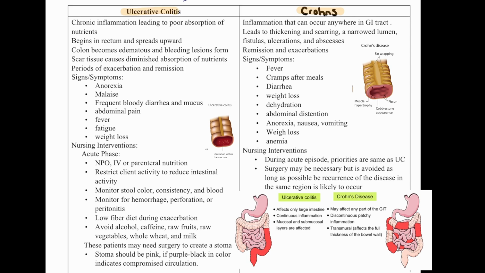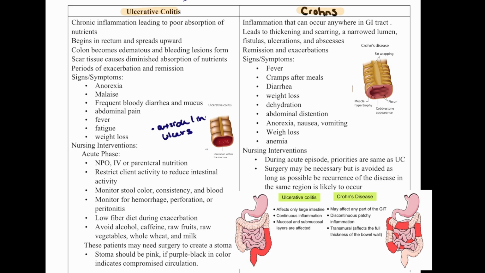The thing to know for ulcerative colitis is that this is only affecting the very first lining of the mucous membrane of the intestine. It's only affecting that outside lining, and they get ulcers on this lining. That's what's creating the blood in the mucus. Our nursing interventions in an acute phase: they may be NPO, need an IV, or parenteral nutrition. We restrict their activity to reduce intestinal activity. We monitor stool color, consistency, and for any signs of blood, and monitor for hemorrhaging, perforation, or peritonitis.